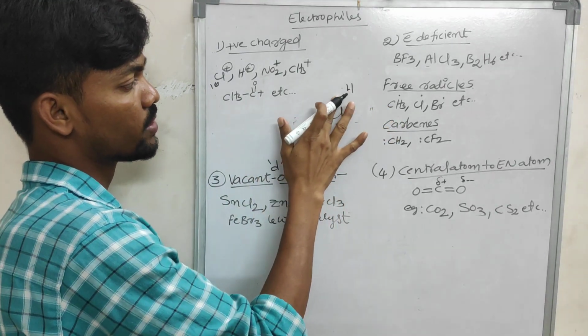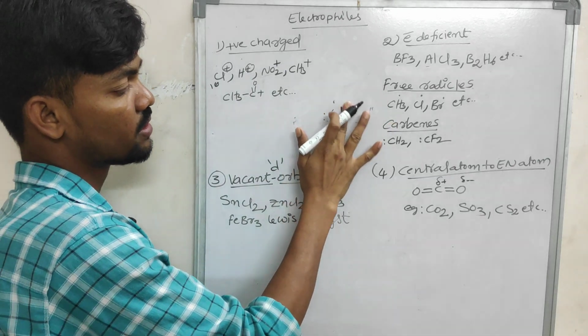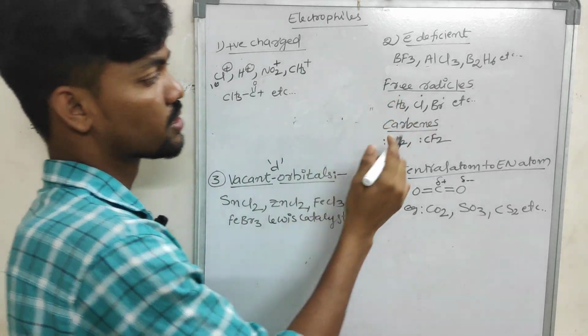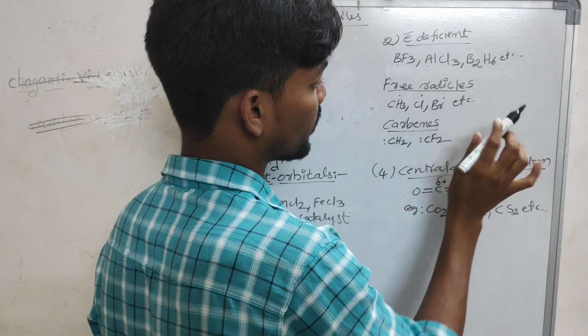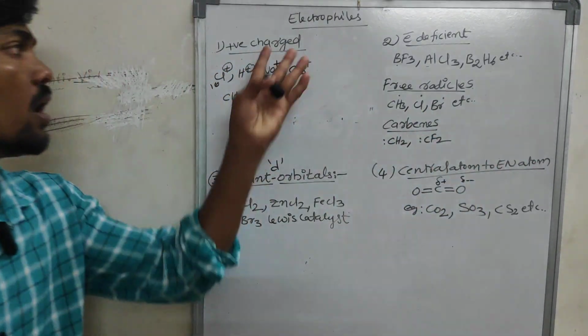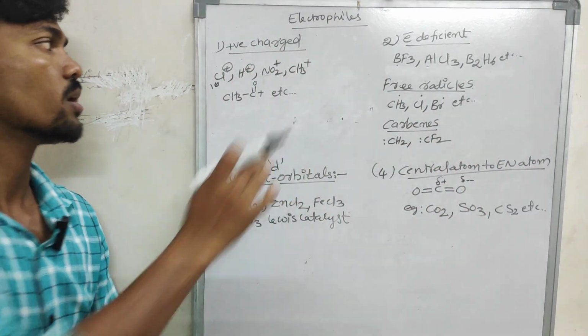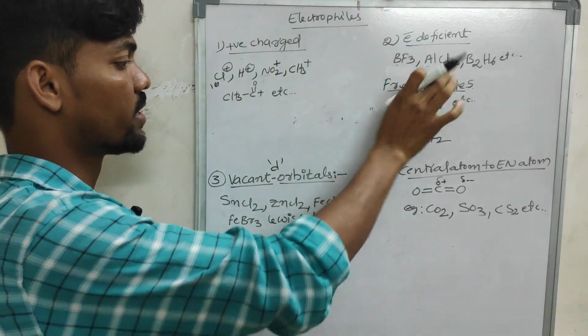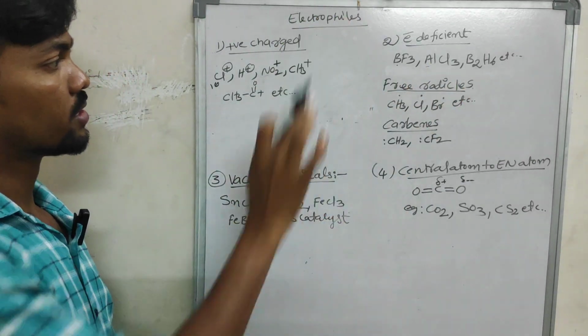So what happens here? Only 1 electron is there, so it needs 1 electron. So electron deficient compounds like Cl, Br, etc. and free radicals are all electrophiles. Okay, over. Positive charge is over. Free radical is over. Electron deficient is over.